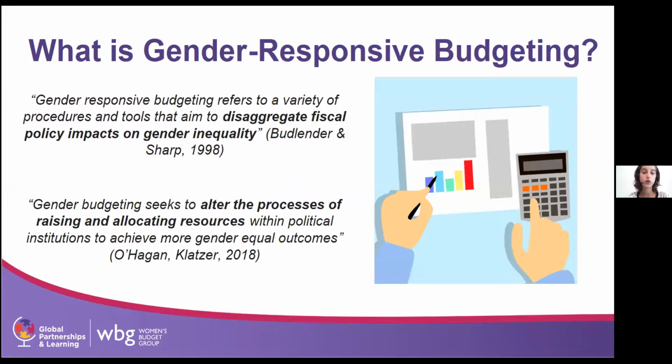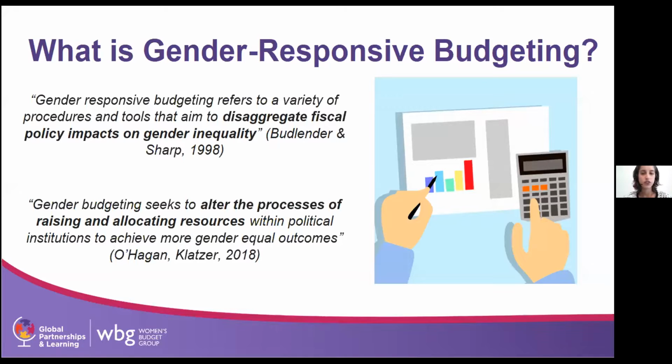We have two definitions. The first was written by Debbie Bandler and Rhonda Sharp in 1988 and goes like this: gender responsive budgeting refers to a variety of procedures and tools that aim to disaggregate fiscal policy impacts on gender inequality. And then I brought another one that is taken from O'Hagan and Klatzer in 2018.